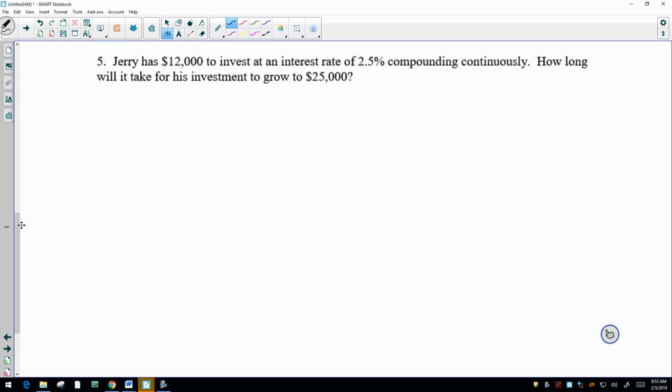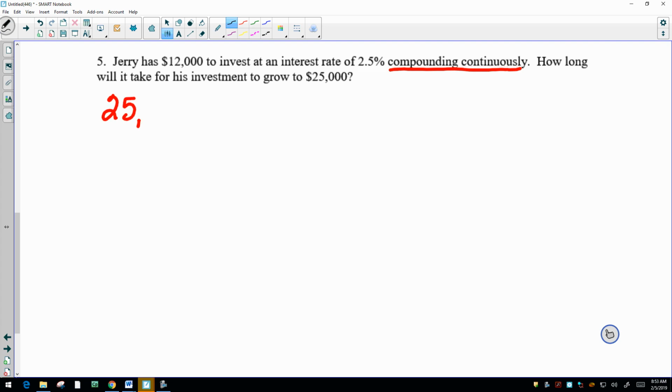Now we're going to take a look. Same idea, still compounding continuously. It's just now this time we're solving for something different. So Jerry has $1,200 to invest, so there's your principal, at an interest rate of 2.5% compounded continuously. How long will it take for his investment to grow to $25,000? So this time we are solving for t. I don't know what t is.